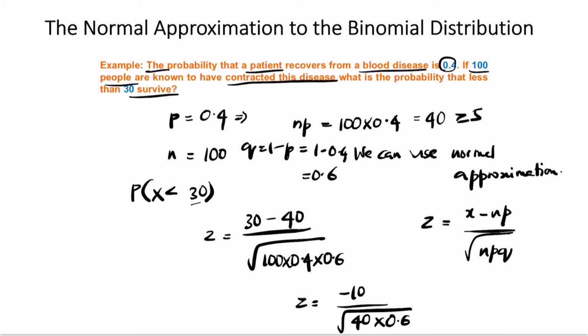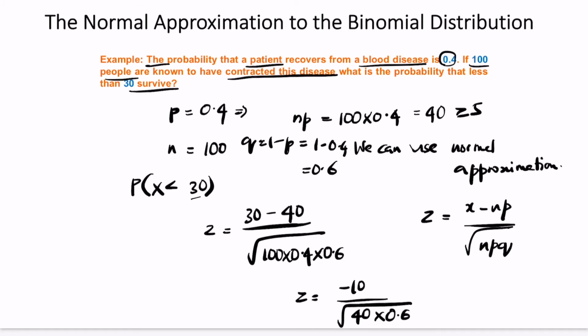So using this principle now, this value becomes negative 10 by root of 40 times 0.6, which is 24. Root 24 is 4.8989. So minus 10 by 4.8989 gives you a value of 2.04. So the Z value is 2.04.